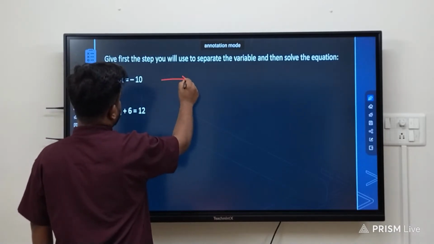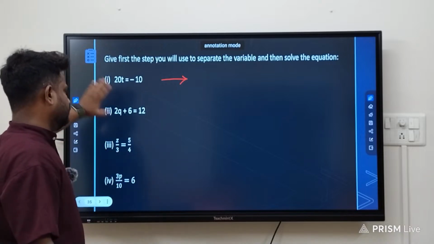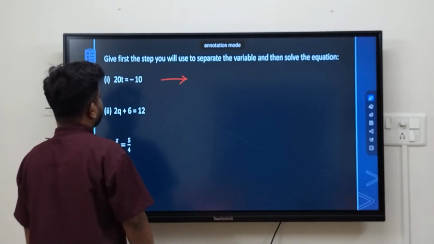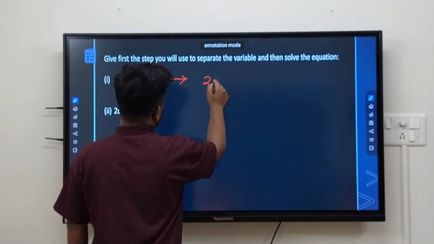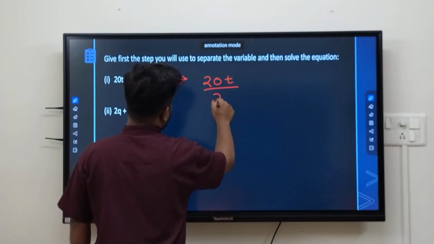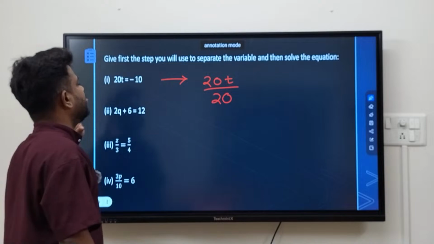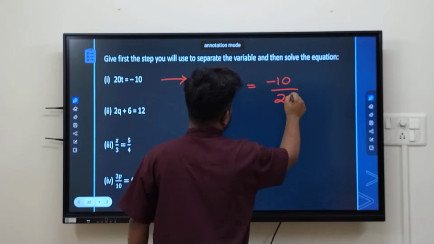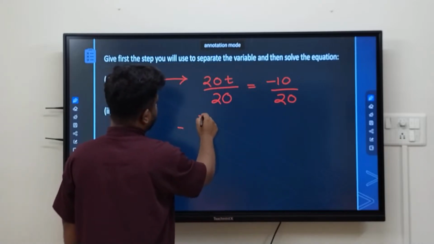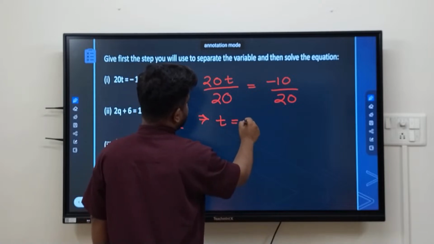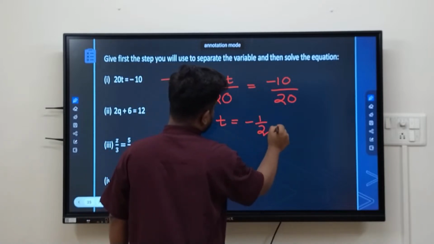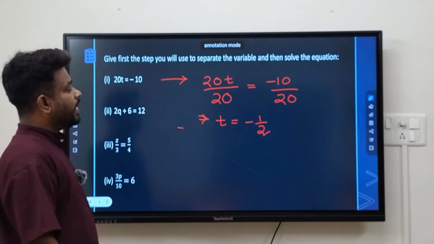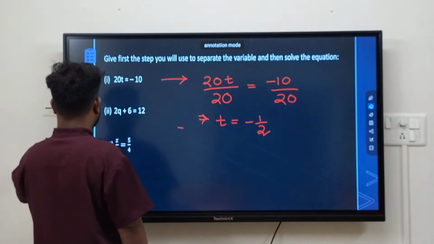In the first one, I am not doing all of it. To do this, we just have to remove the 20 from the t. If we want to do this, we have to divide the left-hand side by 20 and do the same thing on the right-hand side as well. So the left side will give us the value t. And on the right side, if we use cancellation, then the value will be 1 by 2. So the value of t will be 1 by 2, sorry, minus 1 by 2. Okay, let's do another one.